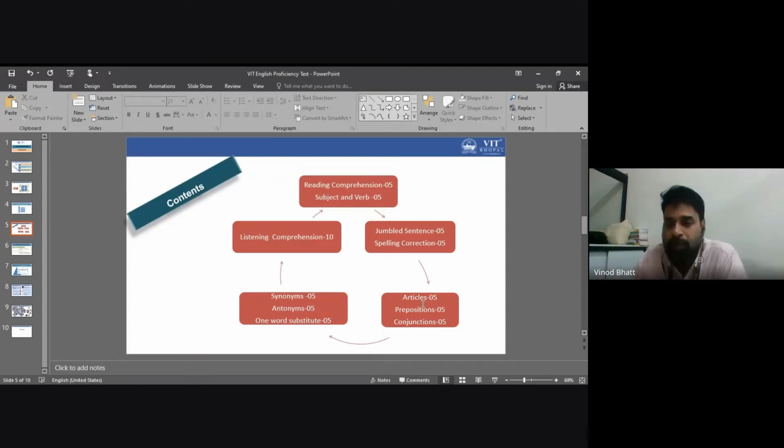The next column is the preposition, and the next one is the conjunction. Preposition, again, you have to be very careful, because sometimes multiple options look correct. So you don't have to get deviated. You have to place the right preposition at the right place. Five questions would be asked, each carrying 1 mark. And the next one, conjunction, again, five questions would be asked, and you get 1 mark for each.